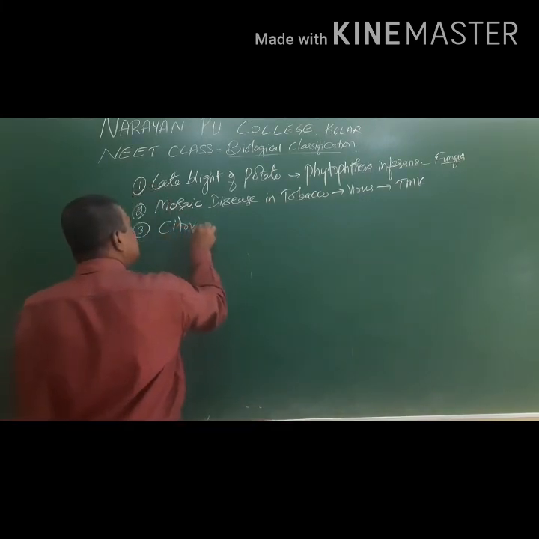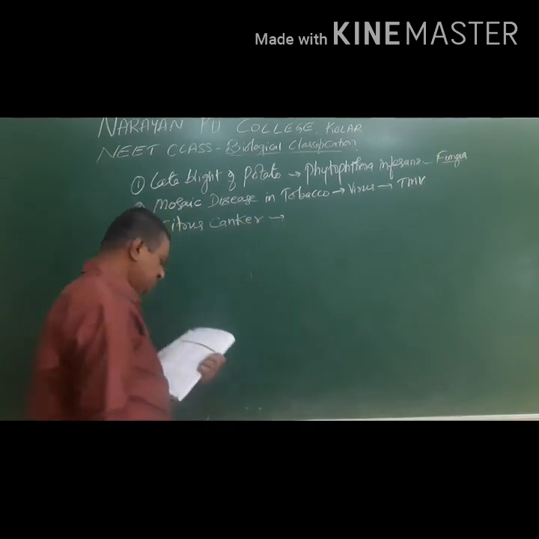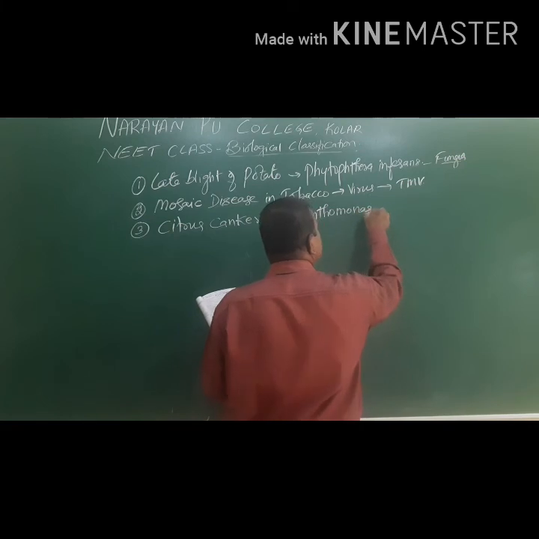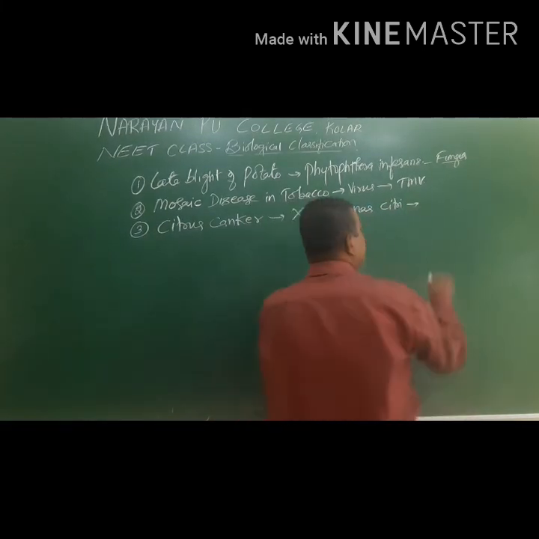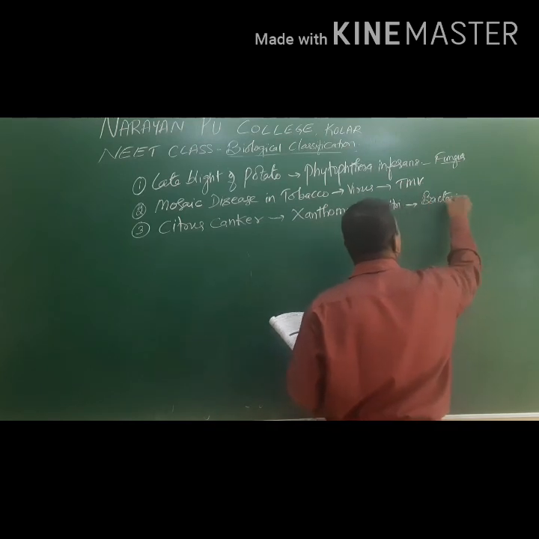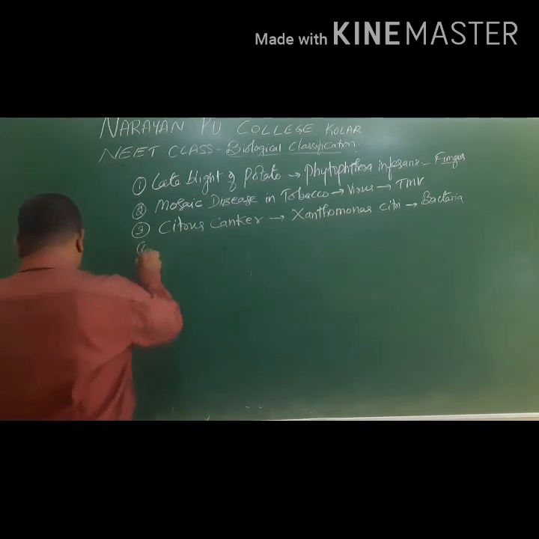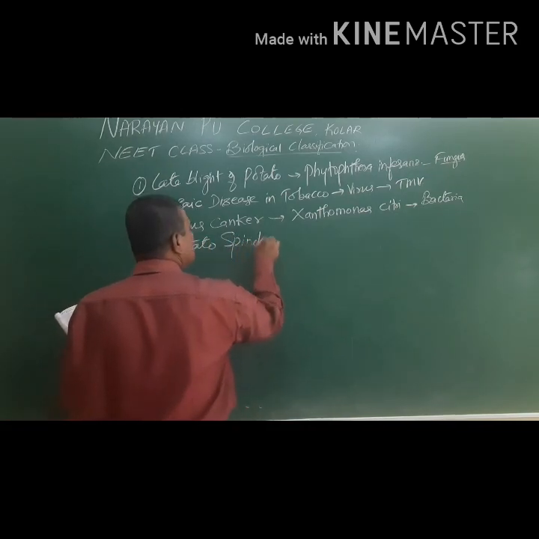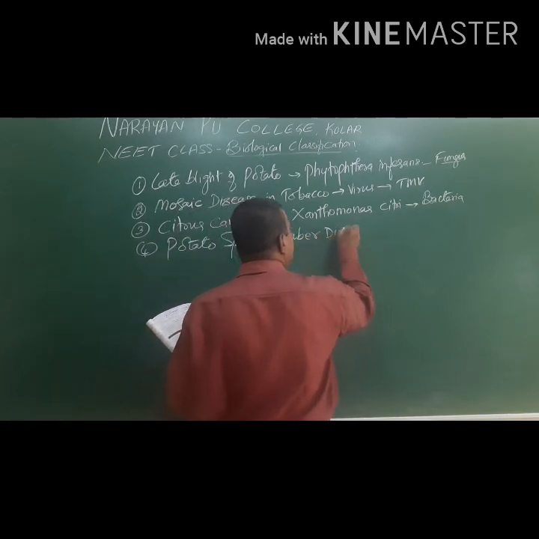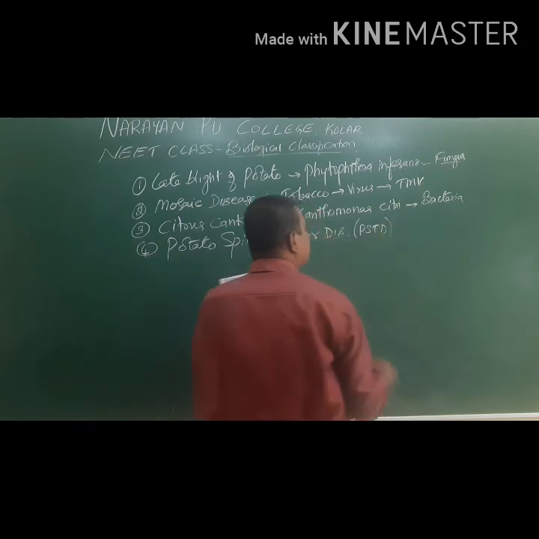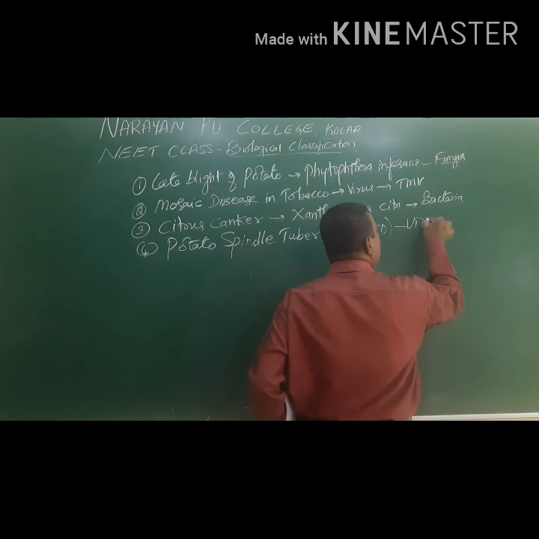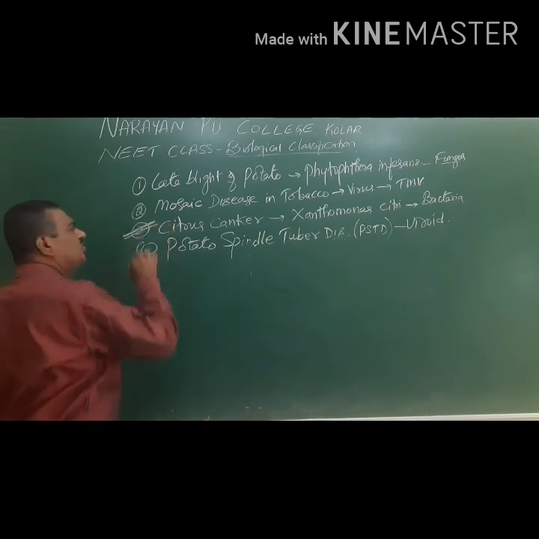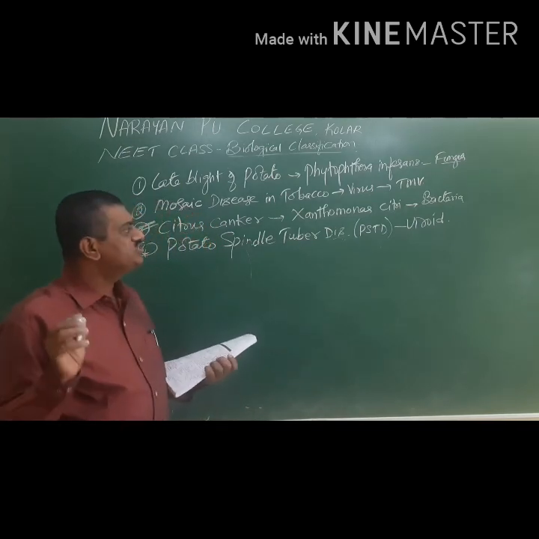The third one is citrus canker. Citrus canker is caused by Xanthomonas citri. This is one of the bacterial diseases. And the fourth disease is potato spindle tuber disease, called PSTD. This is a disease caused by a viroid. So here the right answer, the disease caused by a bacterium, is citrus canker, caused by Xanthomonas citri.